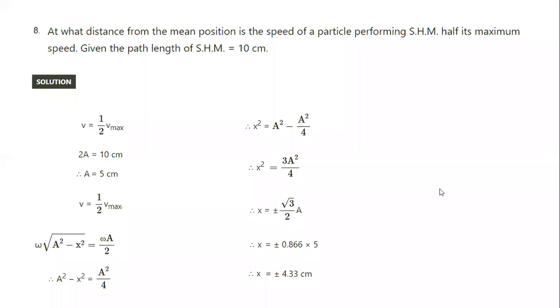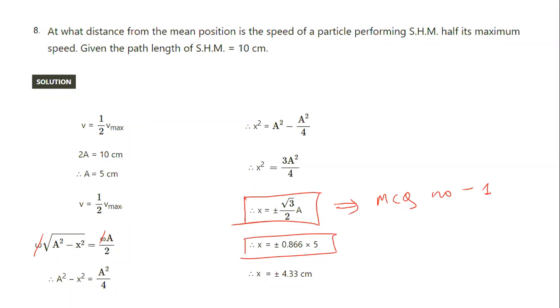Now here the omega gets cancelled. After that we solve it for x and we get x is equal to root 3 by 2 a, which is similar to MCQ number 1. Then root 3 by 2 is 0.866 and this amplitude is 5. So we get the displacement or distance as 4.33 centimeters.